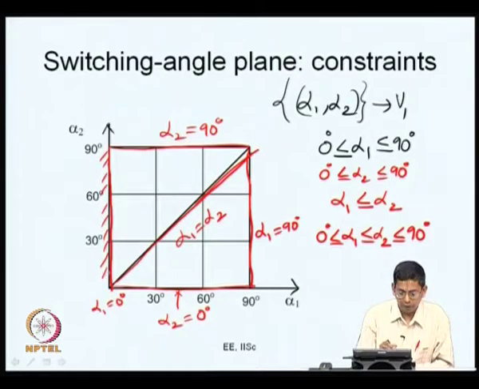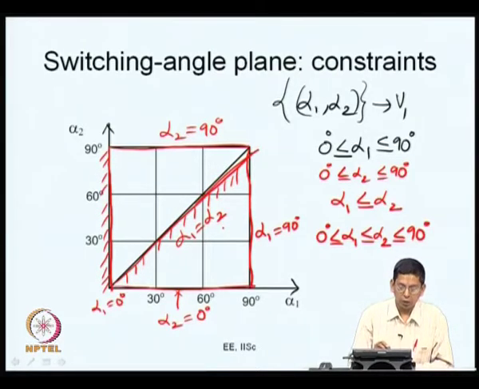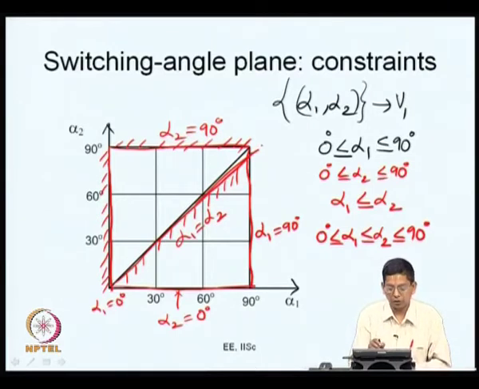Alpha 1 cannot go less than 0. You cannot operate on this side of this line. Why? Because this line is alpha 1 is equal to alpha 2. You can operate only when alpha 1 is lower than alpha 2 and not otherwise. And the other thing is your alpha 2 maximum value is 90 degrees. So, if it is beyond 90, you are not going to consider that. So, this right triangle is the region of our interest.